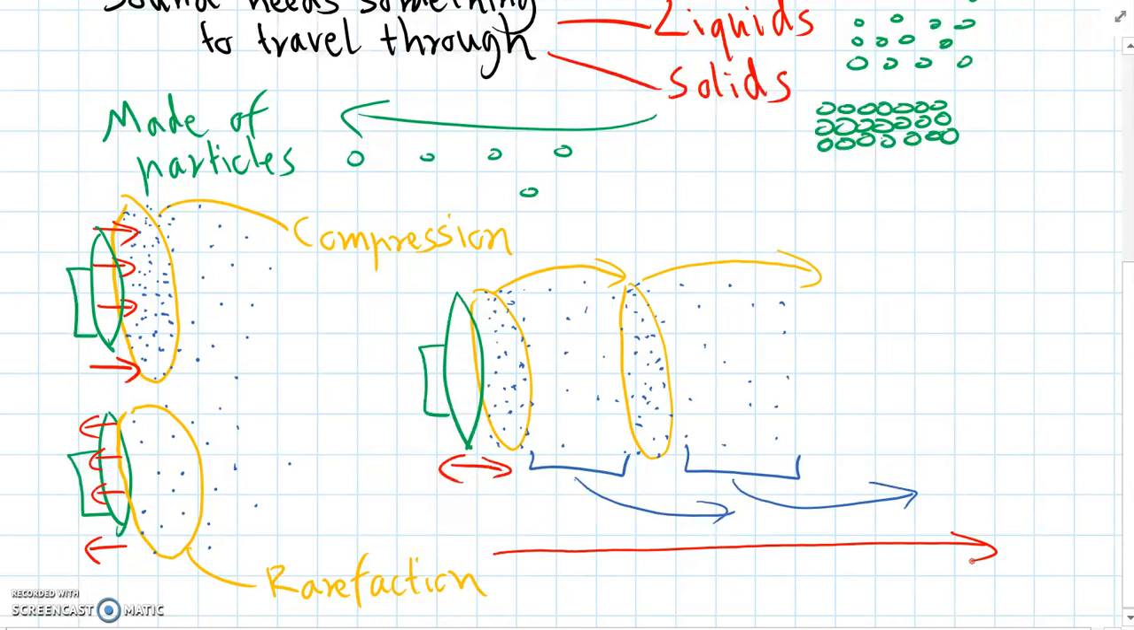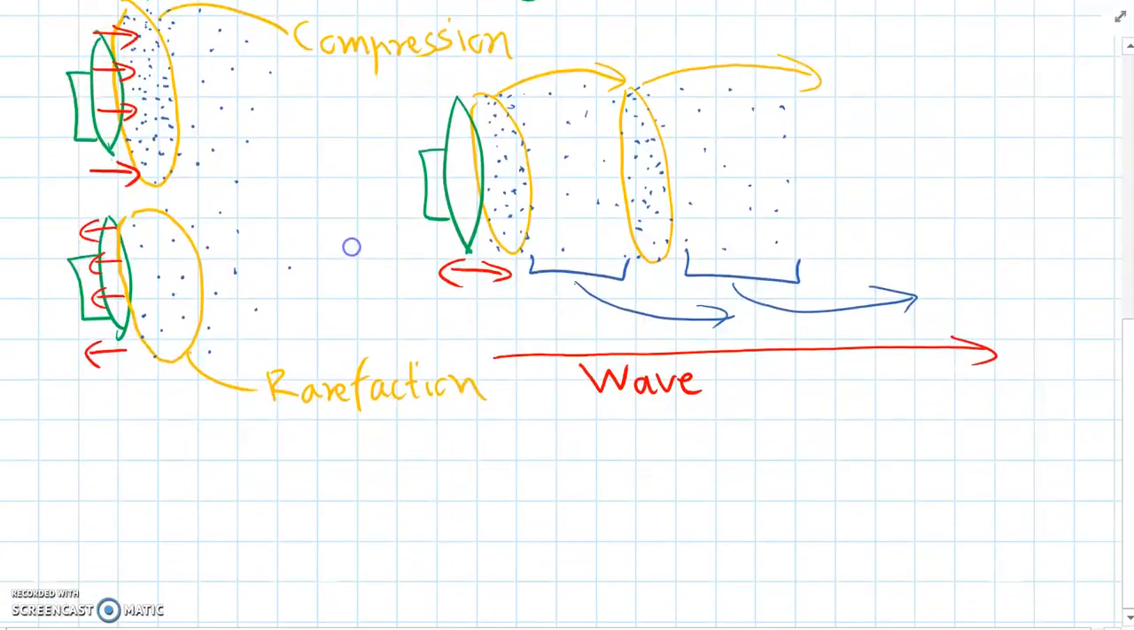So sound is a wave because we have the alternating compressions and rarefactions, and it's a longitudinal wave, we call it longitudinal, because the particles are moving backwards and forwards.